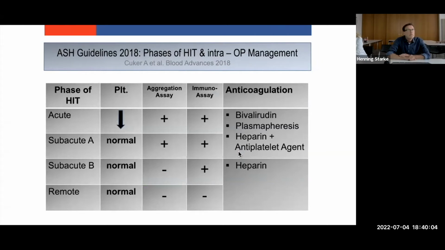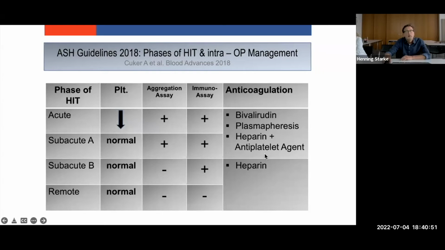We have new guidelines since 2018 from the American Society of Hematology, and they are quite different from the former guidelines of the ACCP or the European guidelines of EACTAIC and EACTS. Of particular importance are these two phases here, acute HIT and subacute HIT. They are characterized by the fact that the platelet aggregation assays, the functional assays, are positive. And only for these patients, an alternative anticoagulation approach is mandatory. This is a big difference to the ACCP guidelines and the EACTS guidelines. In the remaining patients, the authors think that you can safely give heparin.